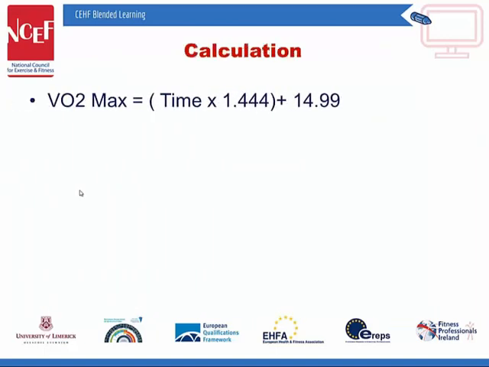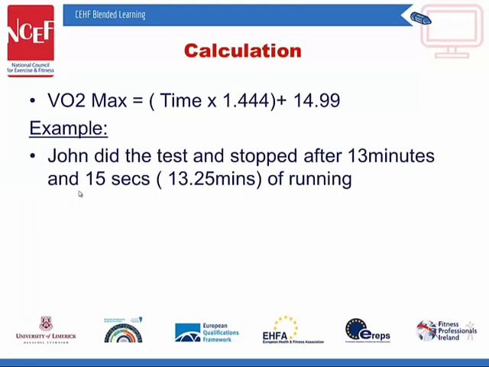Calculation then, not too bad. This time VO2 max equals the time multiplied by 1.444 in brackets plus 14.99. And again, as usual, we will do whatever is in the brackets first. So for example, John did the test and stopped after 13 minutes and 15 seconds of running. That's 13.25 minutes. Okay, so that's John's time.